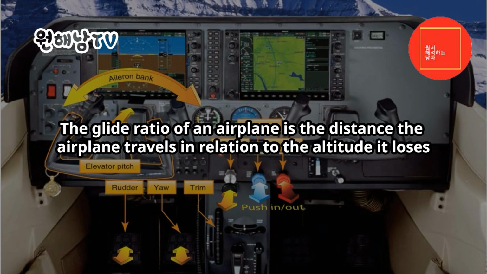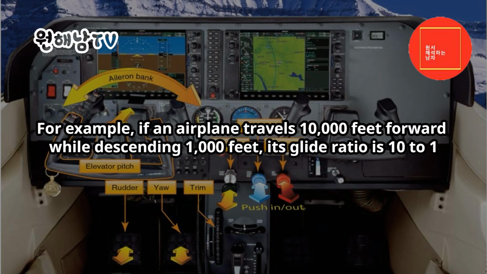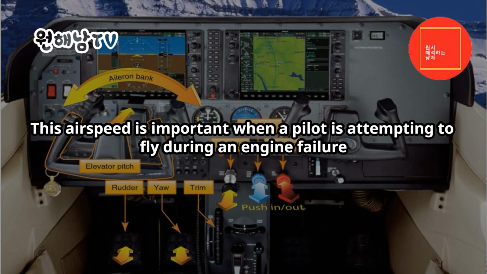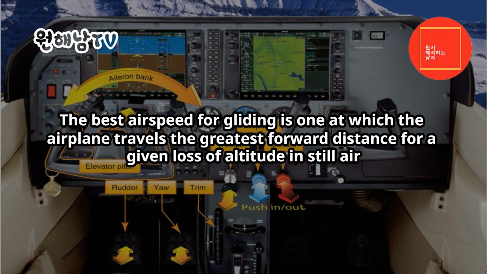The glide ratio of an airplane is the distance the airplane travels in relation to the altitude it loses. For example, if an airplane travels 10,000 feet forward, while descending 1,000 feet, its glide ratio is 10:1. The best glide airspeed is used to maximize the distance flown. This airspeed is important when a pilot is attempting to fly during an engine failure. The best airspeed for gliding is one at which the airplane travels the greatest forward distance for a given loss of altitude in still air.